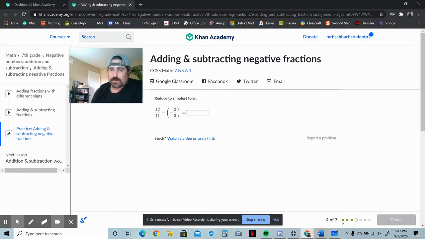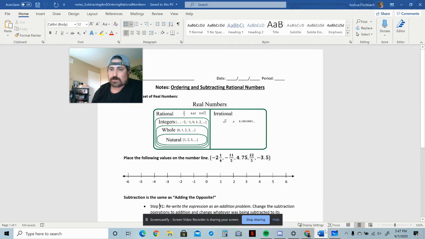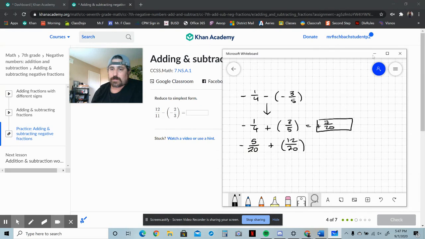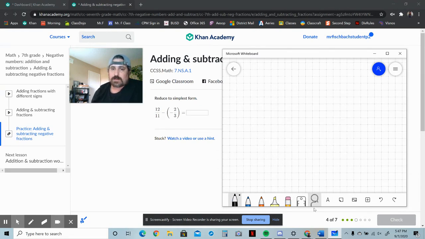For the next one, let's minimize that. We don't need that. Okay, let's get rid of this. The next one is 12/11, and you're taking away a negative 2/3. Once again, we have to realize that taking away a negative is the same as adding a positive. So let's change our subtraction into addition and change what's being subtracted to its opposite value. The opposite of negative 2/3 is positive 2/3.